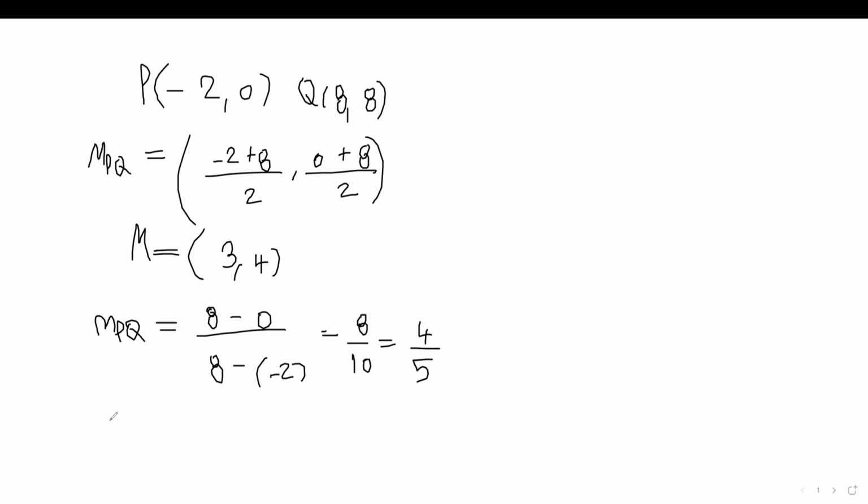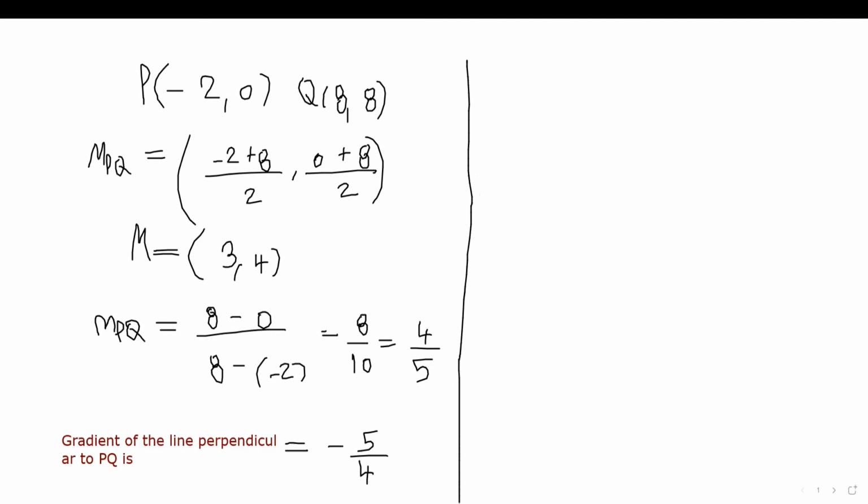Since the gradient of PQ is 4 over 5, the gradient of the line perpendicular to PQ is the negative reciprocal. Did I say 2 or 4? Negative 5 over 4. That's the gradient of the line perpendicular to PQ.